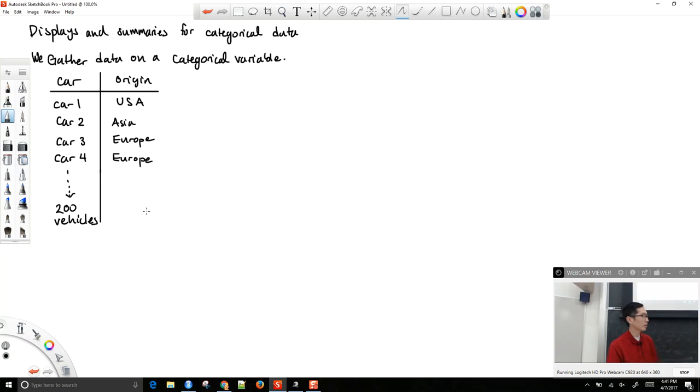And I guess we've only collected one variable here, so we just have one variable other than our listing. If you just gathered this data and handed it over to your boss, here's a list of 200 cars and their origins, nobody's going to want to go through all 200 rows. So we want to summarize the 200 rows into a frequency table.